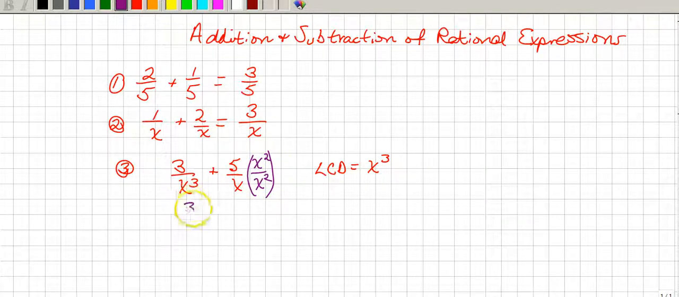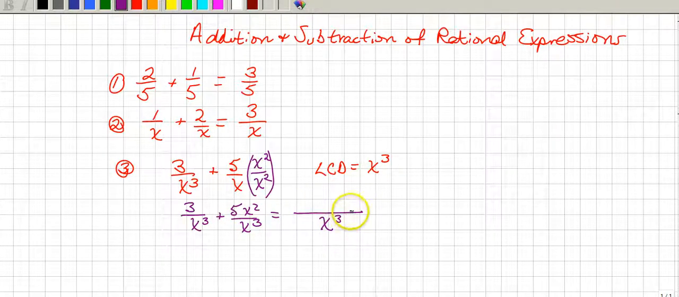So now the problem is 3 over x cubed plus 5x squared over x cubed. The denominators being the same, we simply add the numerators together and keep the same denominator, x cubed. When I add those two terms in the numerator, I'm going to put them in the correct order, so 5x squared plus 3. And that is the final answer.